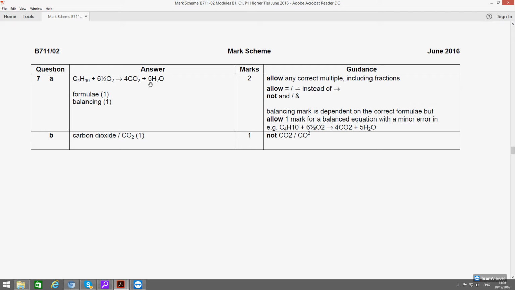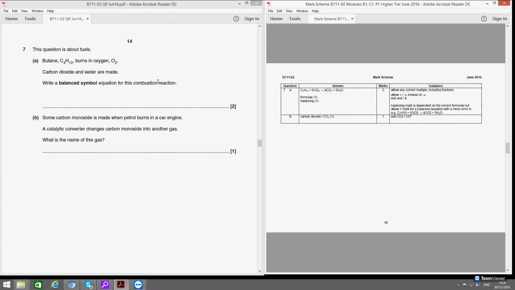Now, your teacher, as I said, will explain this to you. I'm not going to waste any time going through that. Just know that that is the correct answer, and your teacher will explain to you how to get there. Remember, the principle here is everything before the arrow needs to be the same in number as everything after the arrow.